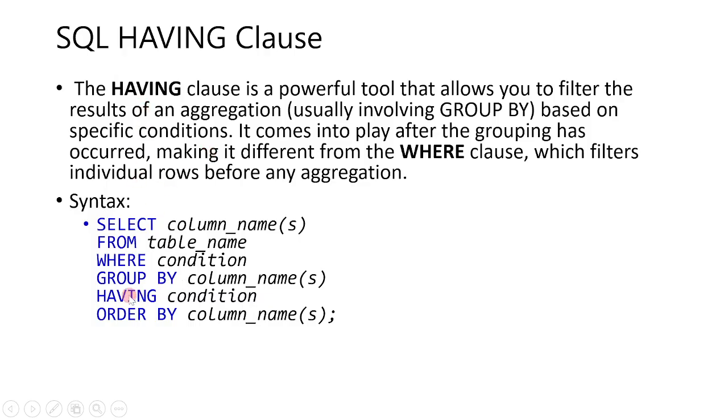Okay, so this condition here is going to affect the result of the first up to the fourth line of the statement, whereas the where is going to affect only the first two lines here. So again, having is going to affect the group by, or the result of the aggregation up to the fourth line here of the group by clause.